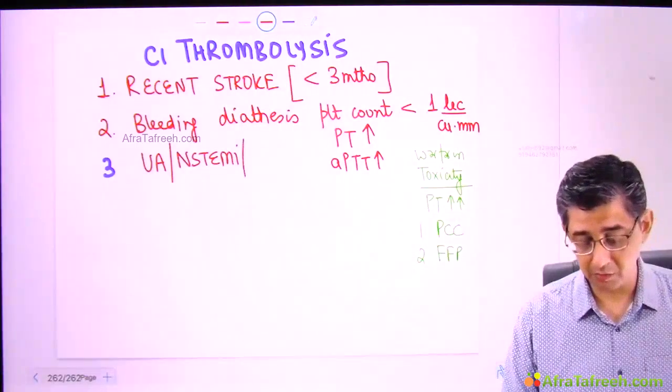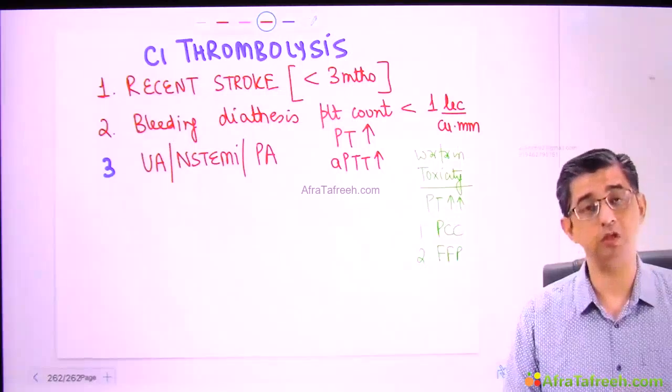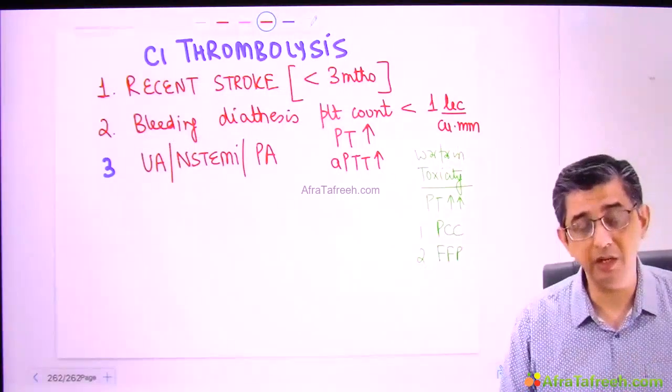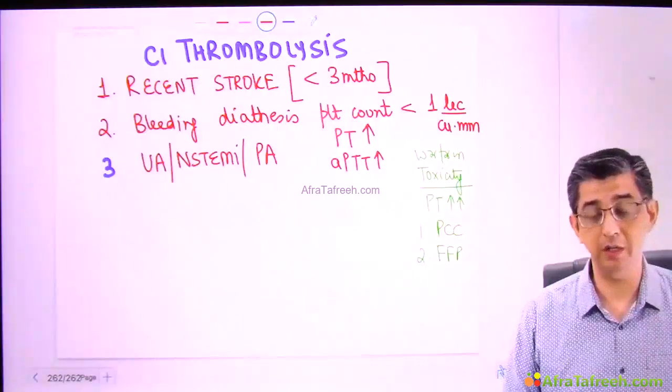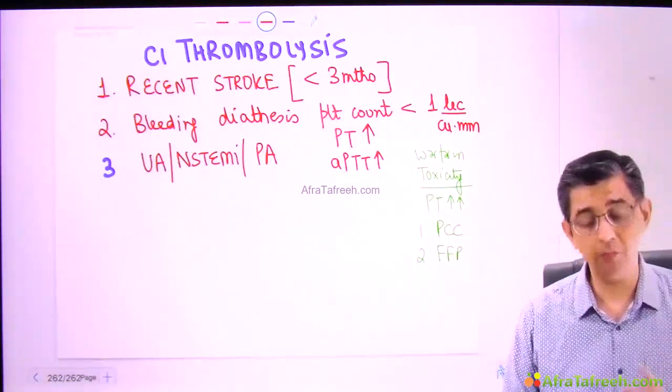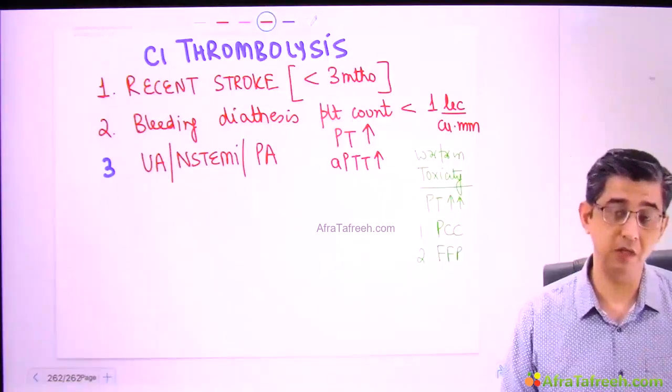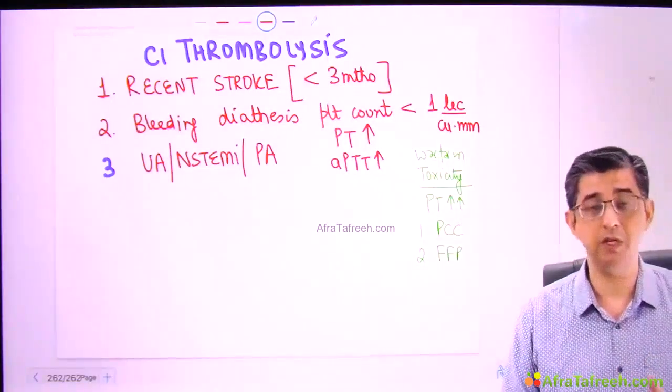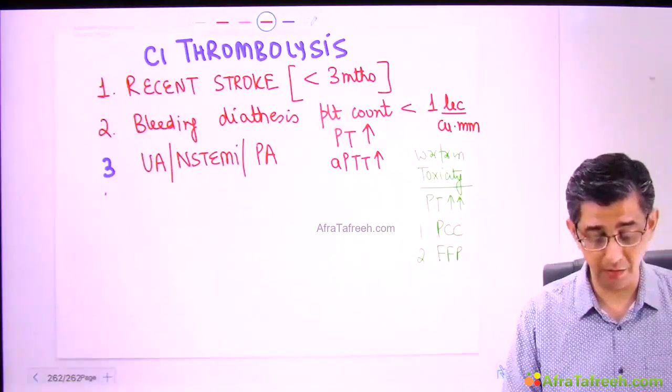And same is the case for even Prinzmetal angina. I've just used a short form. PA implies Prinzmetal angina. There is a spasm of the coronary artery, and spasm cannot be treated with thrombolytic drugs. For Prinzmetal angina, we shall be using calcium channel blockers. We can be using nitrates for symptomatic relief.